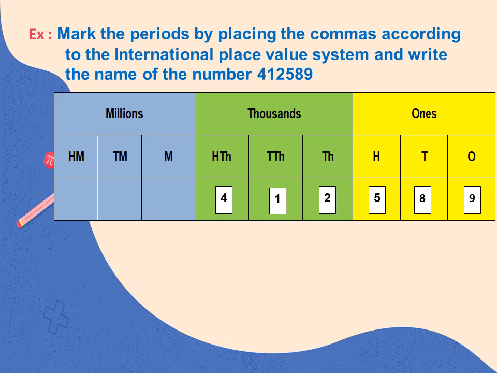The question is, we need to mark the periods by placing the commas. So, why do we use the commas? To separate the periods. Here 412 is in thousands period, the digits which are in the green column, and 589 is in ones period, the digits which are in yellow color. We need to separate those digits by putting a comma, that is 412 comma 589. So we are separating those two periods by a comma.